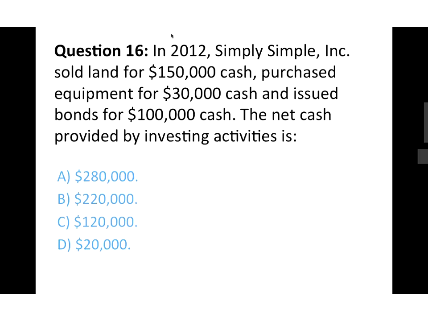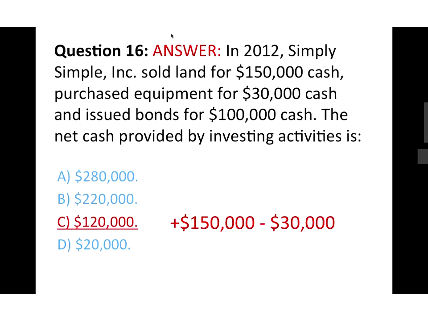The next number given, issued bonds for $100,000 cash. Issued bonds is a long-term liability. It's a financing activity. It would not be part of this question at all. So we end up for this question having 150 plus minus 30. Okay, so 150 plus minus 30 gives us the 120. And so I'm going to close the question in about 10 seconds. So that is the 120. You have the 150 minus the 30.